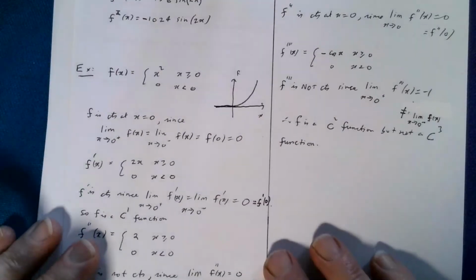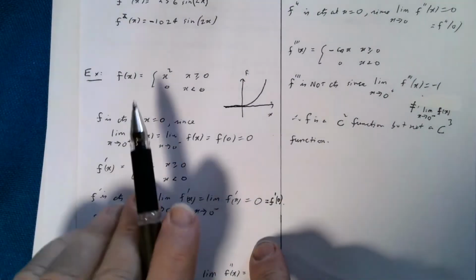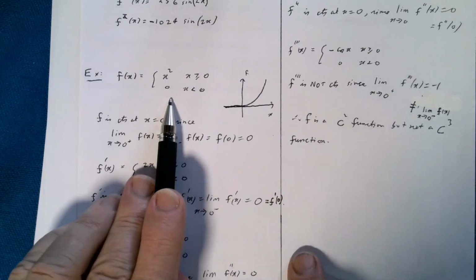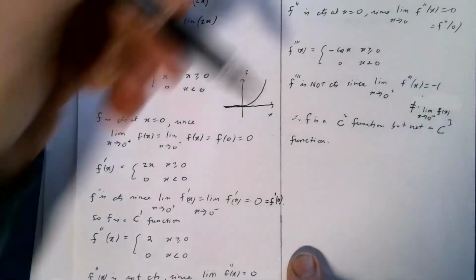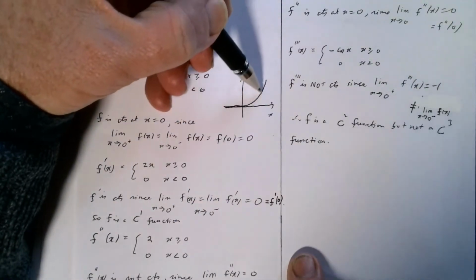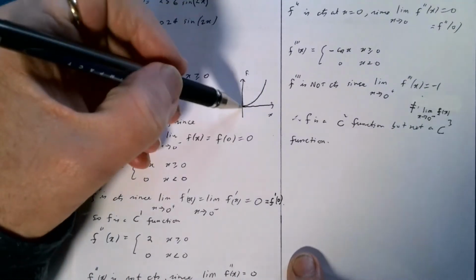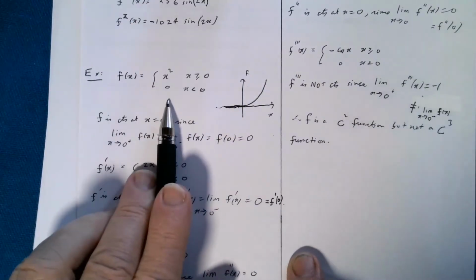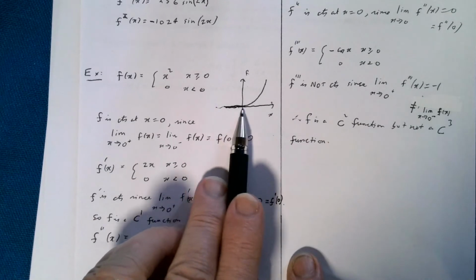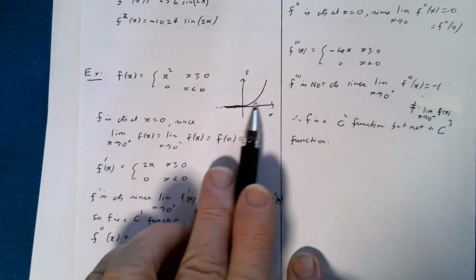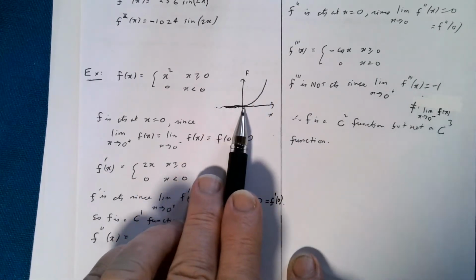Now, here's the working out for that example. So here's our function, and it's nice to draw a little picture of this. So it looks like x squared if x is positive, and it looks like just 0 if x is negative. So it's coming in here and going up like that. And even in this rough sketch, it looks as though it's going to be continuous.